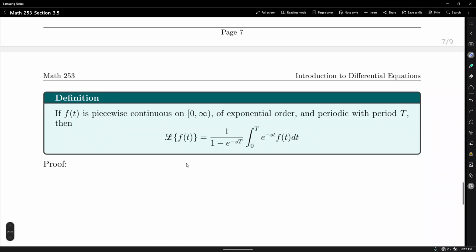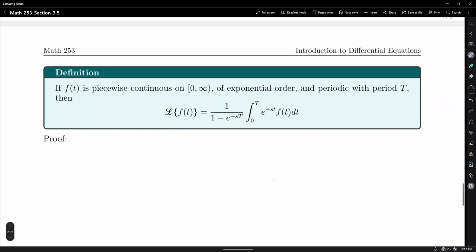Okay, so if f of t is piecewise continuous on 0 to infinity and of exponential order, I mean the two conditions for the existence of the Laplace transform, and periodic with period T, the transform of such a function would be 1 over 1 minus e to the negative sT times the integral from 0 to T of e to the negative st f of t dt. Okay, let me derive this formula.